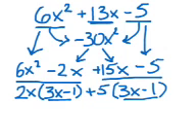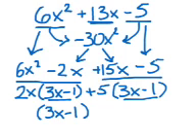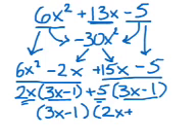Since it's in both, we can factor it out. That leaves us with 3x minus 1 times the remaining 2x plus 5. And that's it. 6x squared plus 13x minus 5 factors to become 3x minus 1 times 2x plus 5.